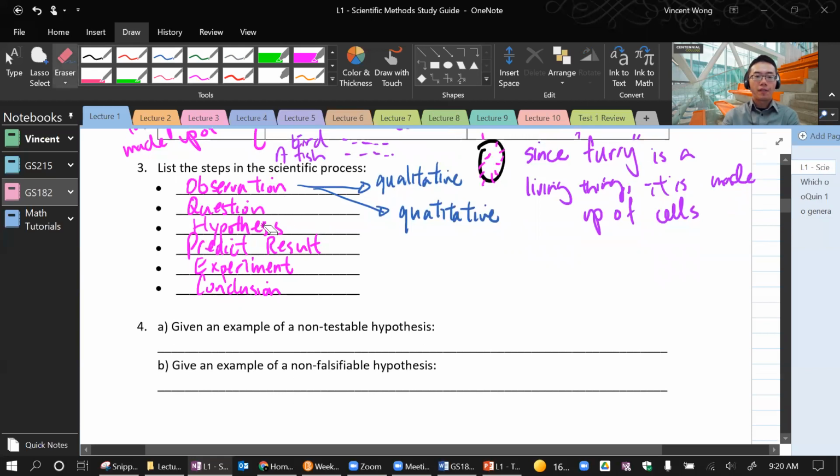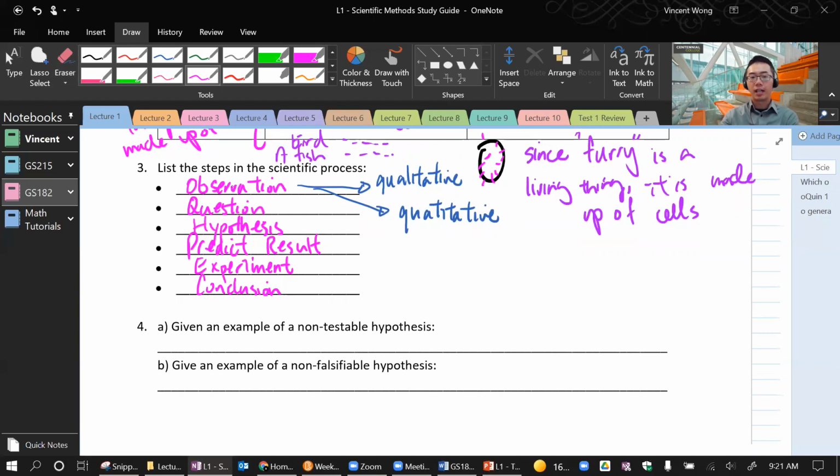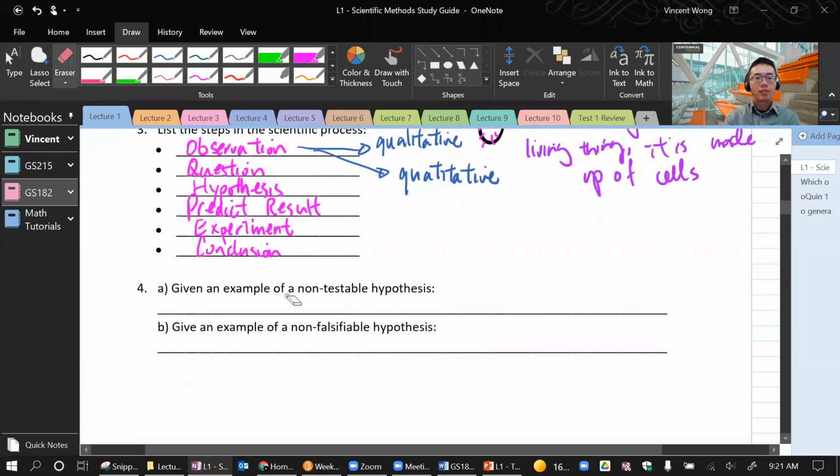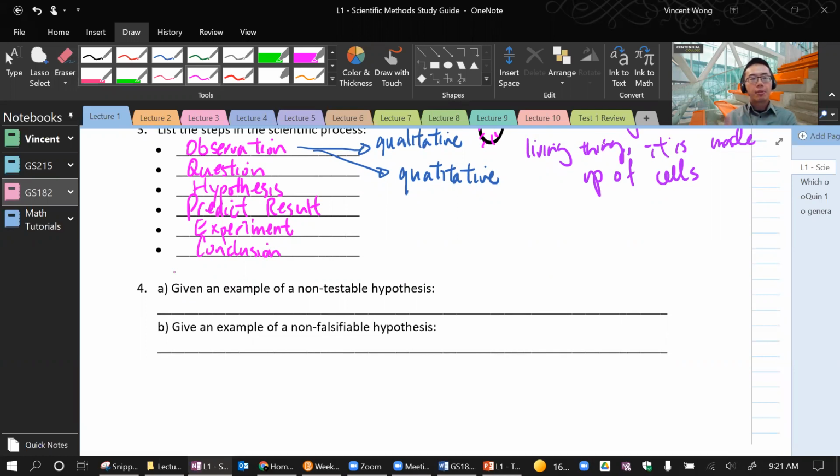So in order for a hypothesis to be valid, it needs to be testable as well as falsifiable. Testable means you should be able to conduct an experiment to test it out. And falsifiable means it could potentially be wrong. So let's start with an example of something that is non-testable. Well, anybody want to give me an example? You guys have been quite quiet. Anybody want to give me an example of something that is not testable?